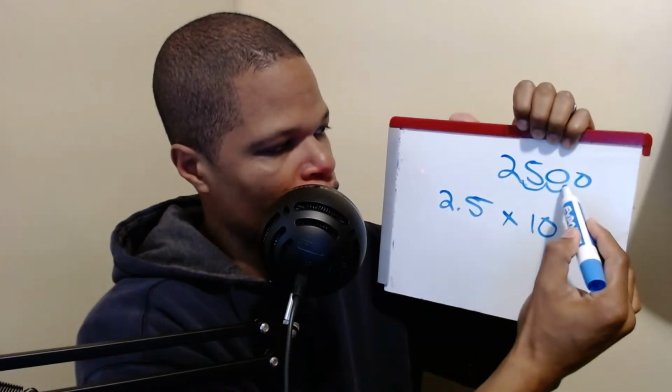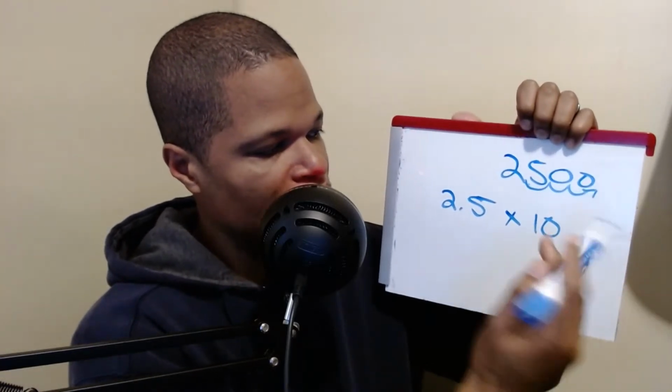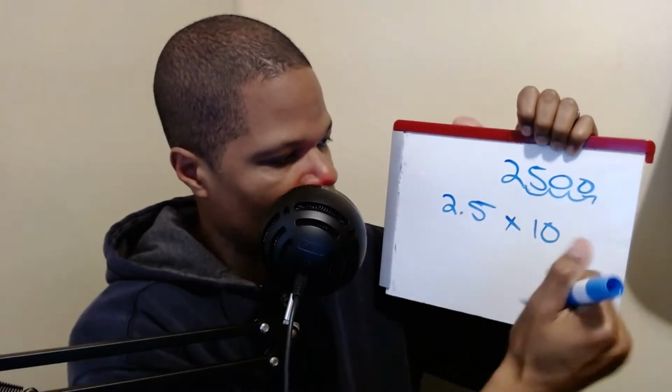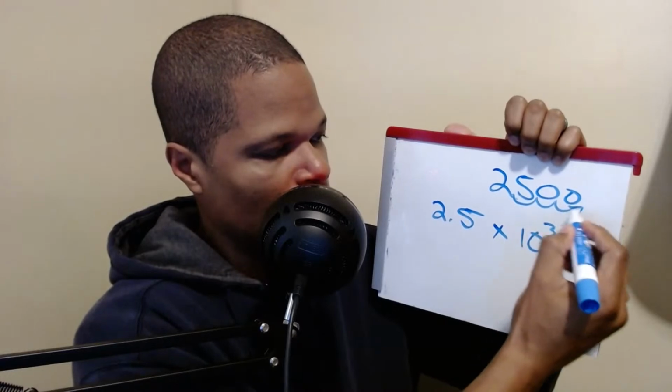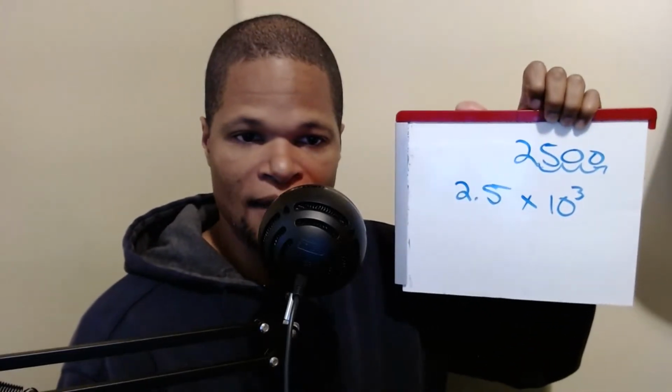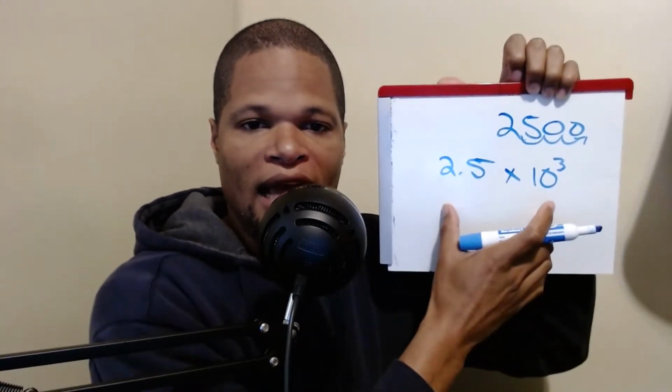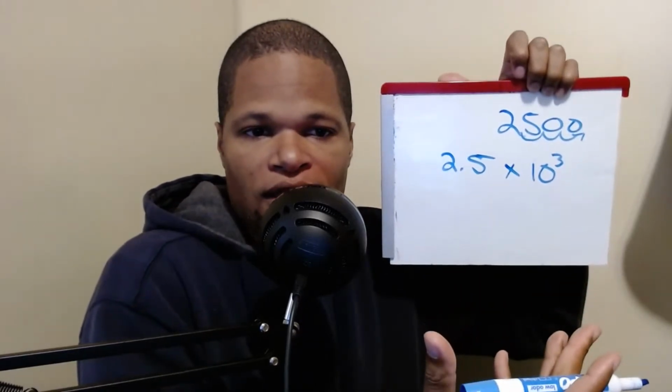I have to move it 1, 2, looks like 3 times. So scientific notation of 2,500 would be 2.5 times 10 to the power of 3 because I had to move the decimal place 3 times. You see that? So that's a quick recap on how you rewrite anything in scientific notation.